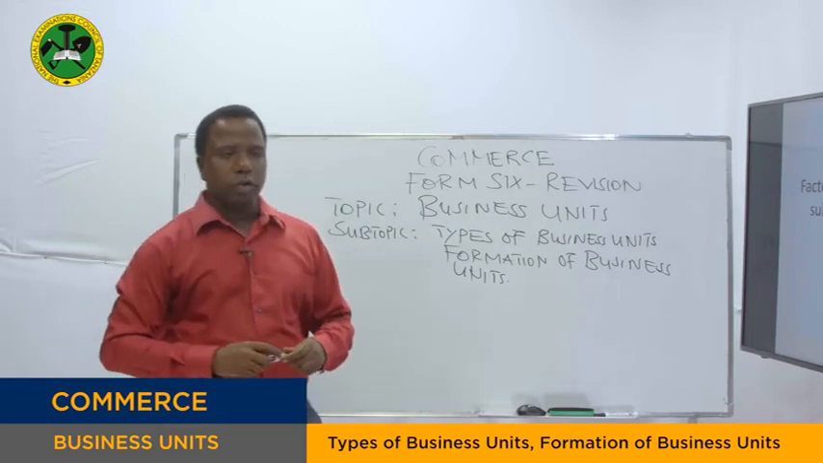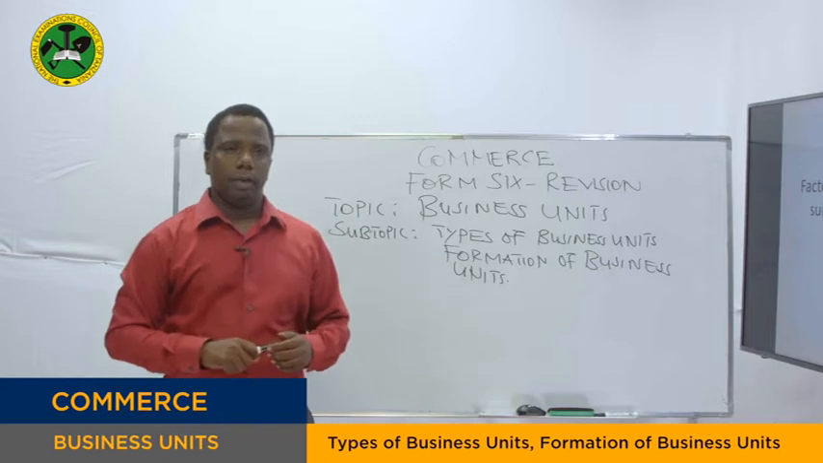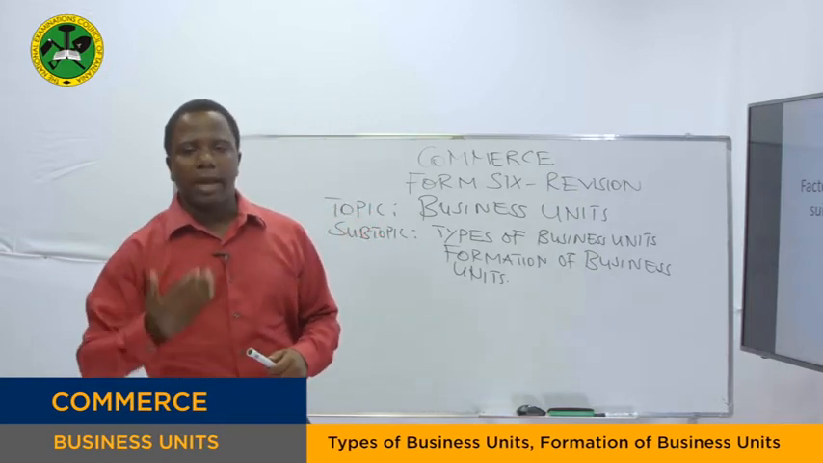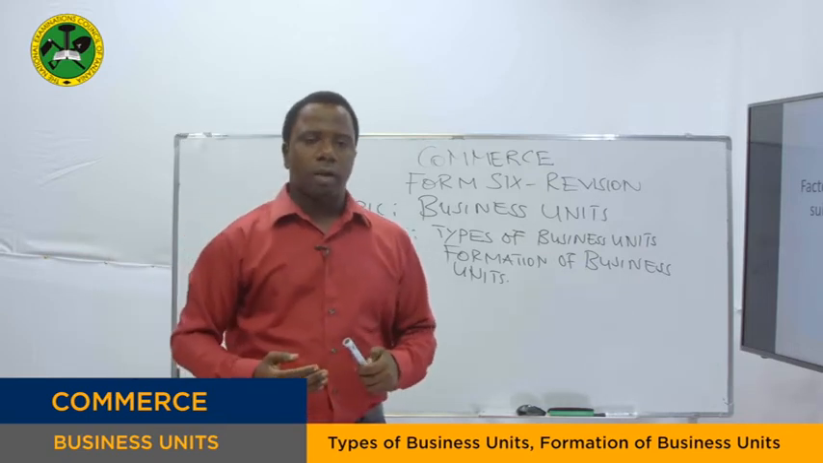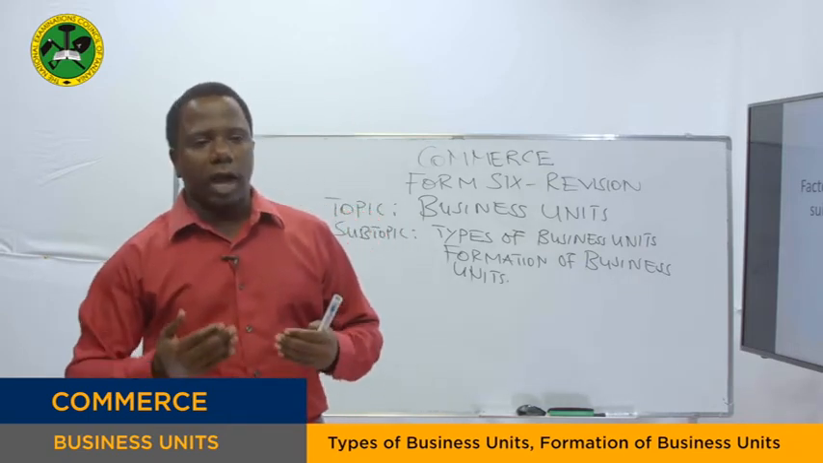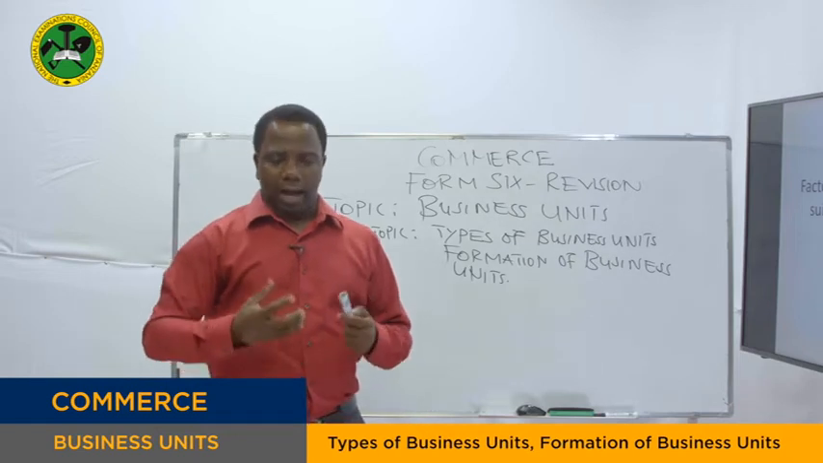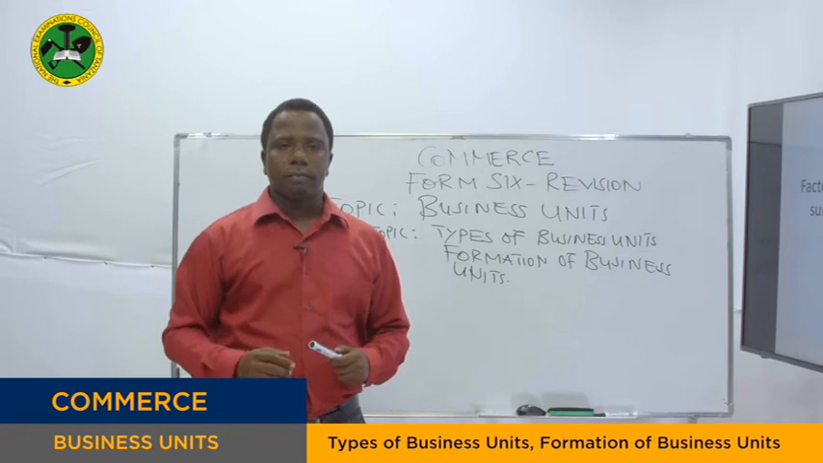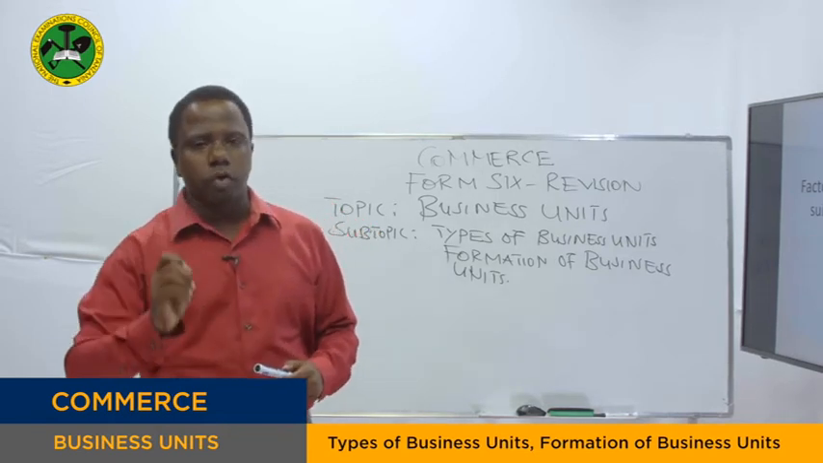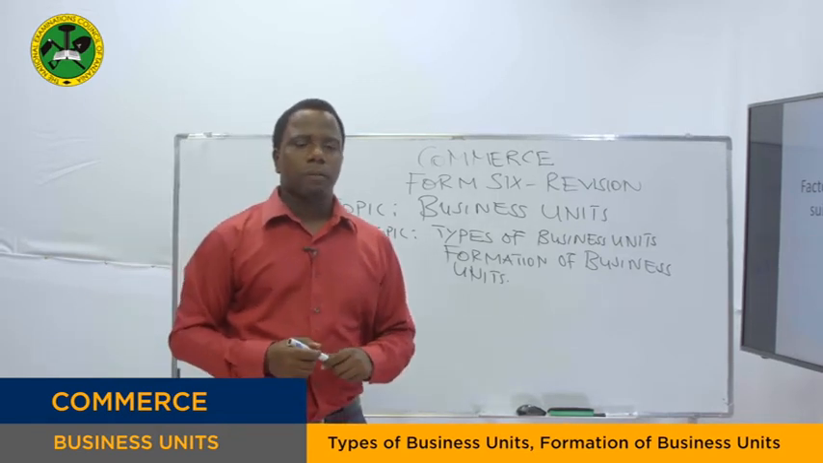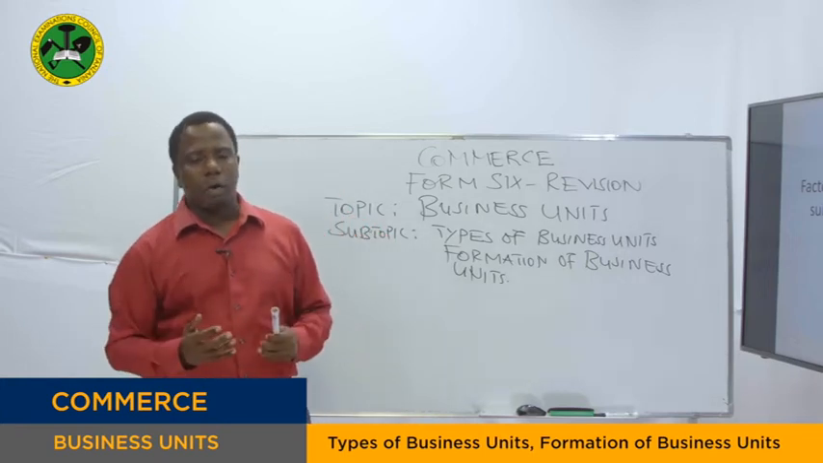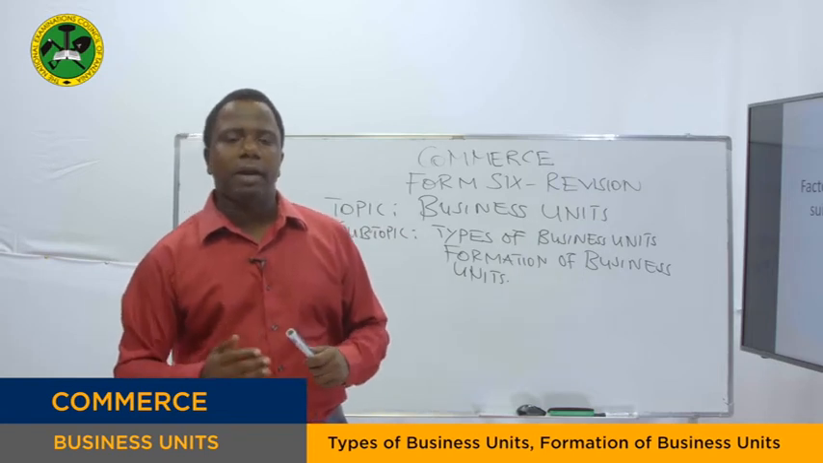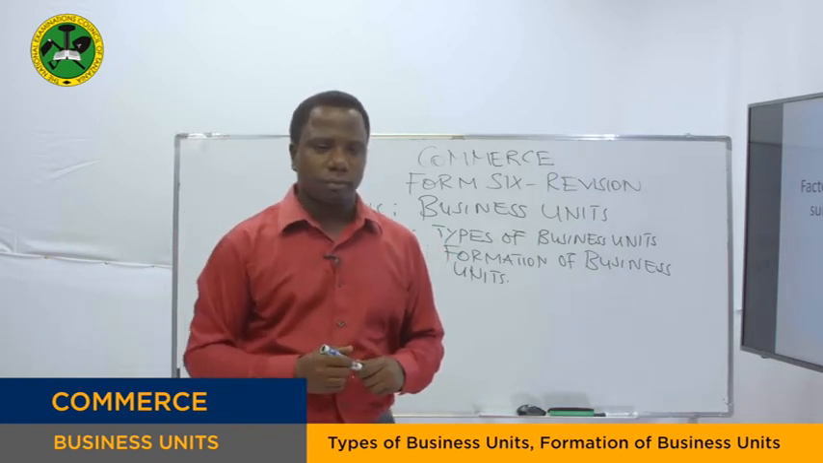So a business unit is any undertaking with the aim of producing goods and services, as well as distributing those goods and services to reach the final consumers. So business units or business undertakings can be classified as follows.